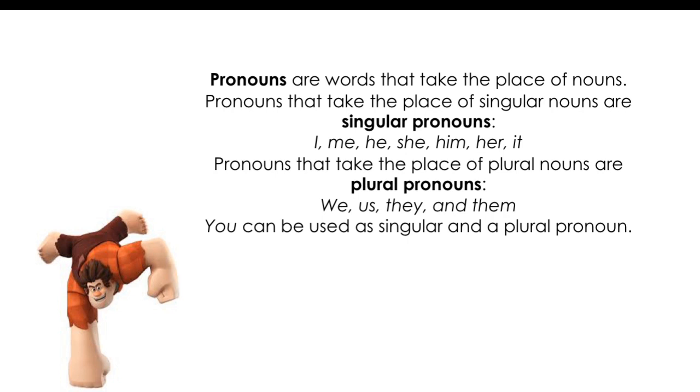Because if the animal is only one, we will use it, right? But what if the animals are two or three, like the cats on the street? You will say it are hungry? No, you will say they are hungry. So they is also used for a group of animals or group of things. Like my books are on the table. Will you say it are on the table or they are on the table? They are on the table. So they is used for many people, many places, many animals, and many things.